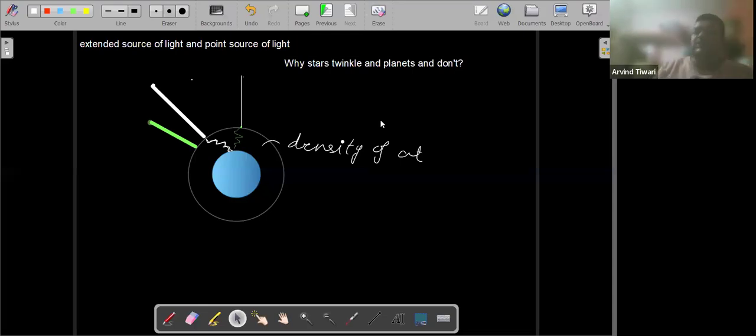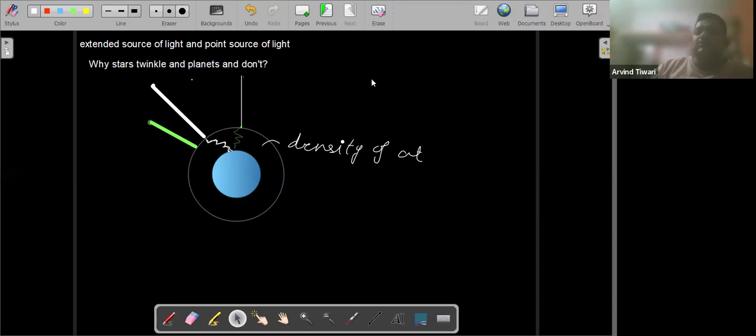Got it? Now see, there are certain other phenomena. With this, we also observe a phenomenon called advanced sunrise and delayed sunset. That is also due to atmospheric refraction. Due to atmospheric refraction only, we sometimes observe advanced sunrise and delayed sunset. So see what is advanced sunrise and delayed sunset.